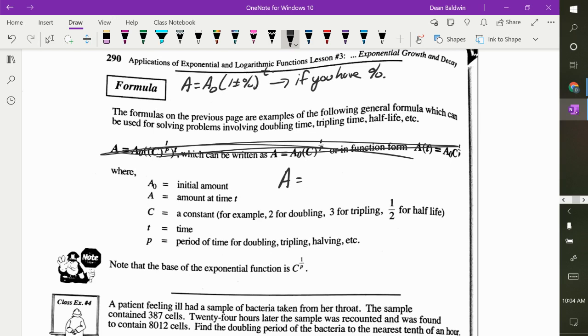So, A is equal to A naught C to the T over P.